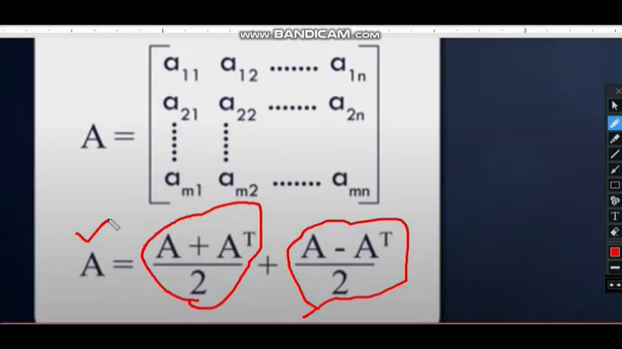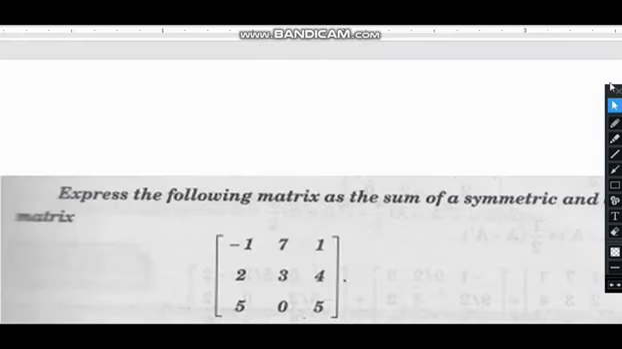We will be given a matrix and we will be finding A plus A transpose by 2 and A minus A transpose by 2. And when you add these two matrices, you have to get the original matrix in the given problem. Let us do one problem in this manner. The first problem is, express the following matrix as the sum of a symmetric and a skew symmetric matrix. So the matrix given is minus 1, 7, 1, 2, 3, 4, 5, 0, 5.